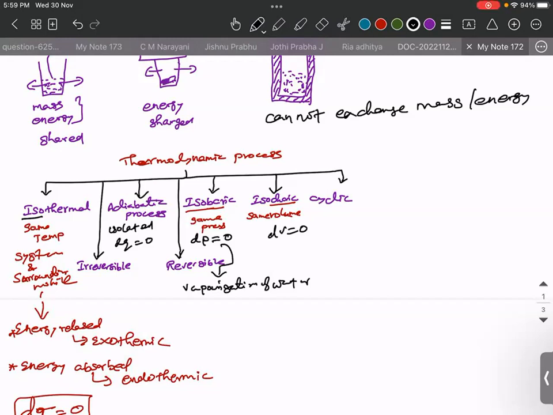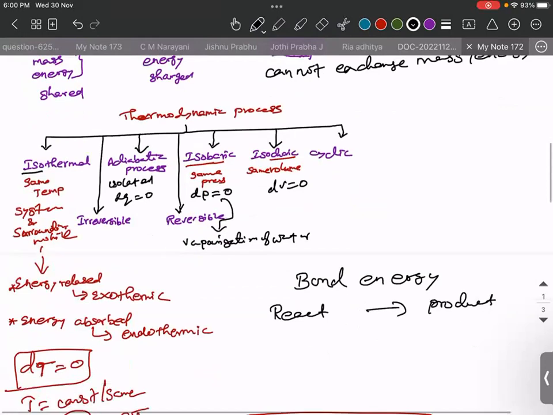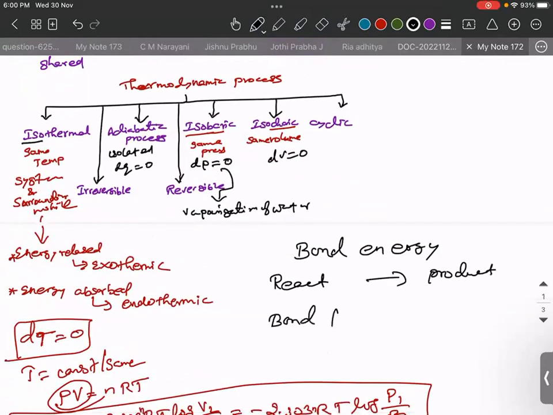And reversible process means, when you see a chemical reaction, we are calculating bond energy. Bond energy tells whether the reaction is happening or not. Suppose you take the reactant and it converts to product. So what are the things that happen? Bond formation and bond breaking. These are the two things that will happen.